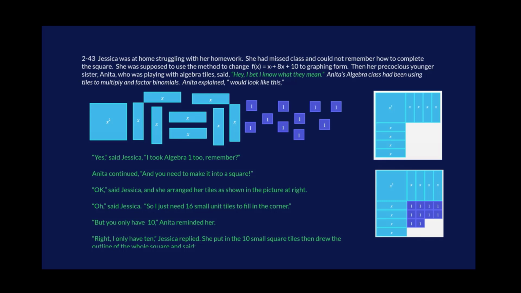Jessica was at home struggling with her homework. She had missed class and could not remember how to complete the square. She was supposed to use the method to change f of x equals x squared plus 8x plus 10 to graphing form. Then her precocious young sister, Anita, who was playing with algebra tiles, said, "Hey, I bet I know what they mean." Anita's algebra class had been using tiles to multiply and factor binomials, and Anita explained would look like this.